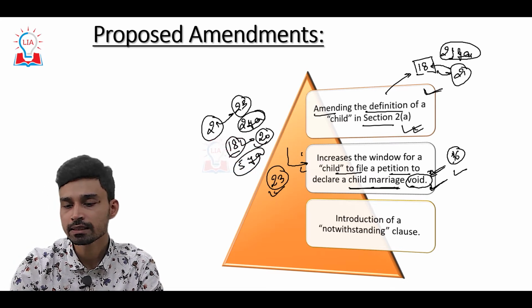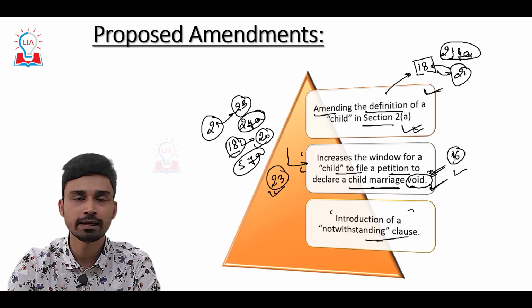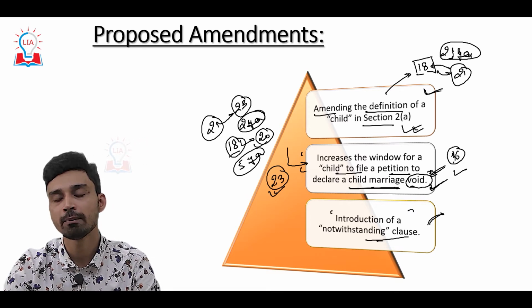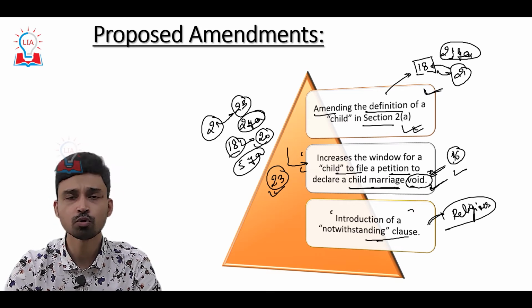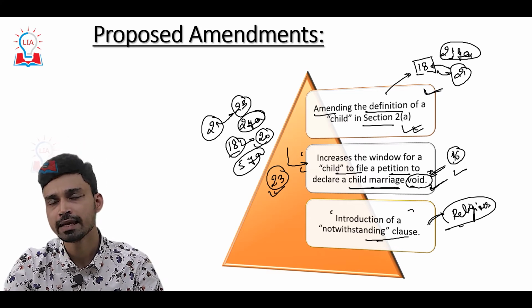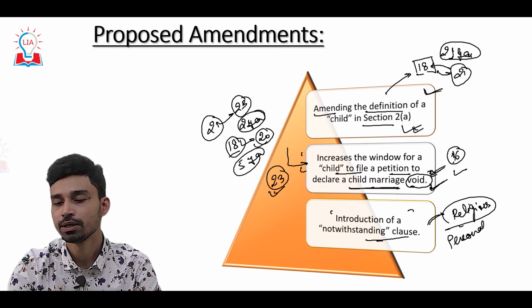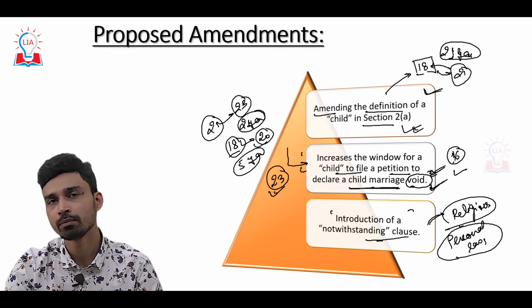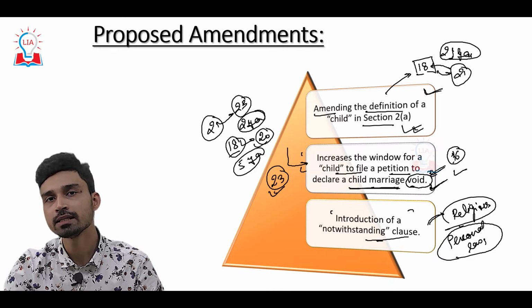Third, it has introduced a notwithstanding clause, and that is where the major contention lies. The notwithstanding clause says that the provisions of this amended bill will be applicable to all religions, cutting across all religious lines, and it will override the personal laws of different religions. For example, in the Hindu Marriage Act, a girl is considered a child if she has not attained 18 years of age. Now, as per this amended bill, she will be considered a child unless and until she has attained 21 years of age.